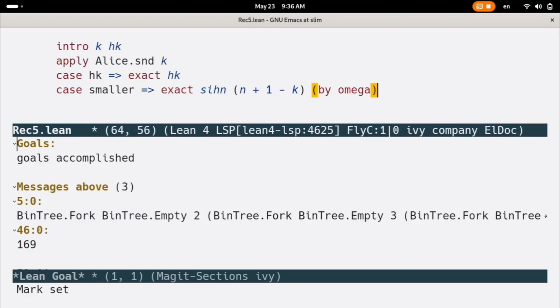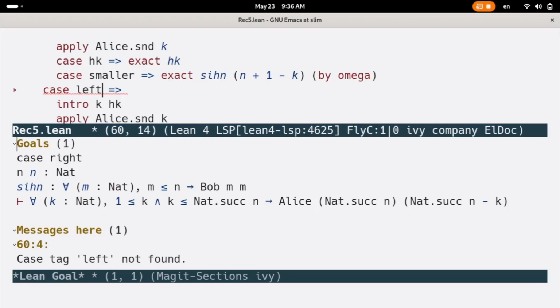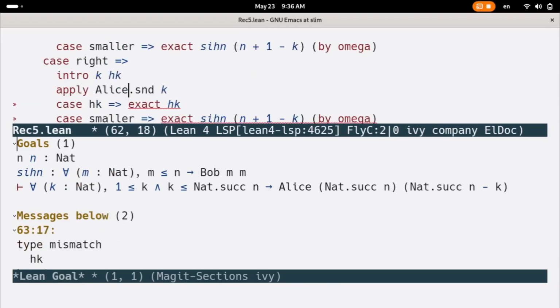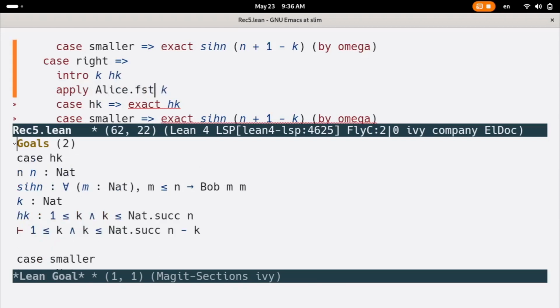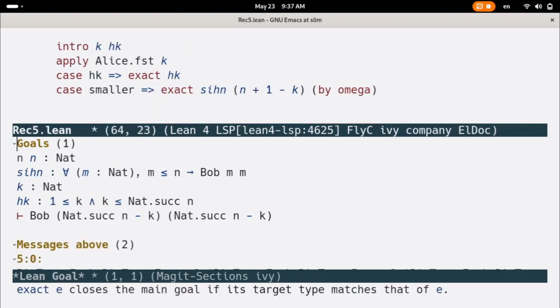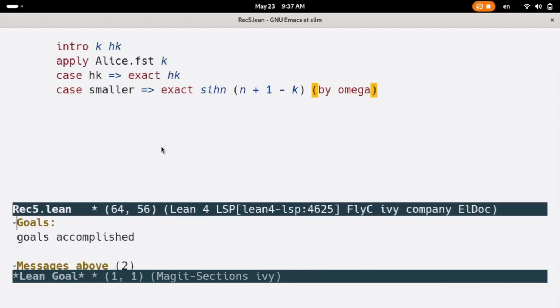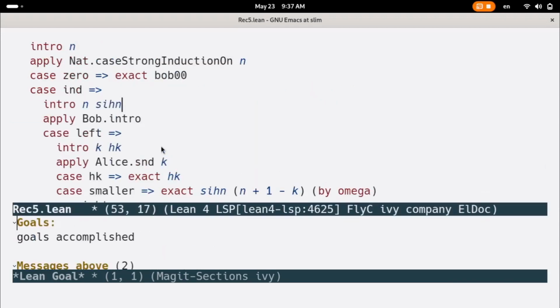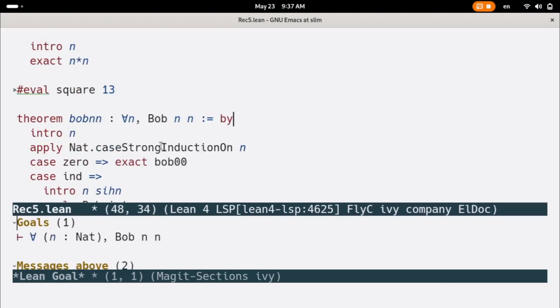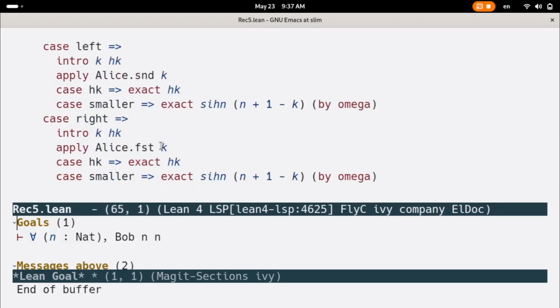The proof of the right case is very similar, so we can copy and paste the left case to prove the right case. The only change we have to make is that Alice plays on the first pile. That finishes the proof of this theorem.